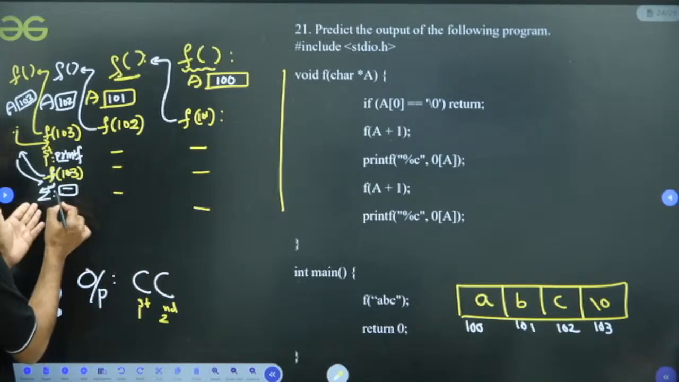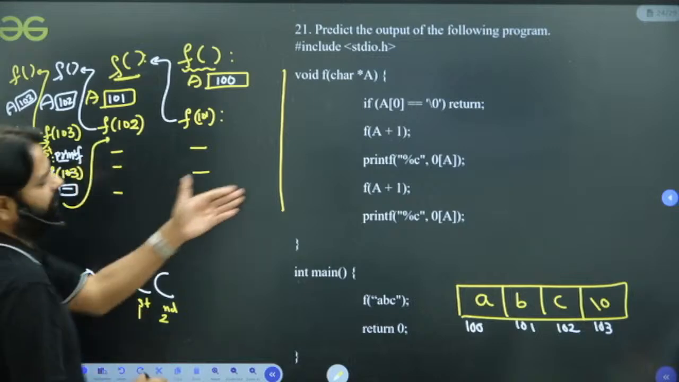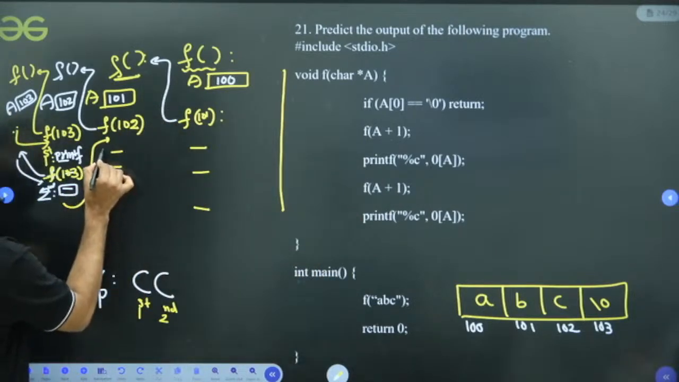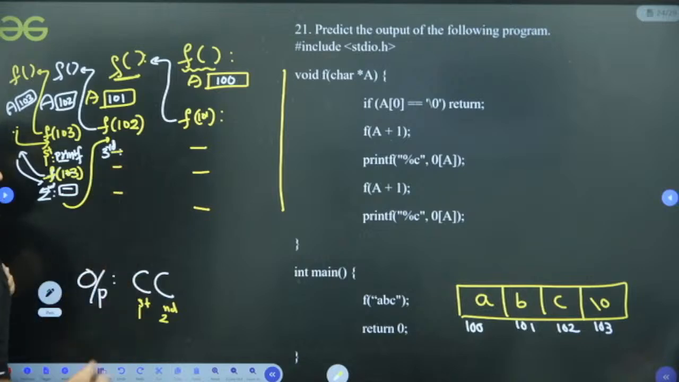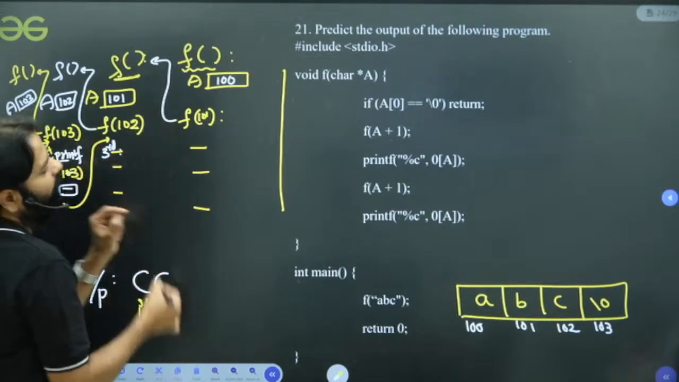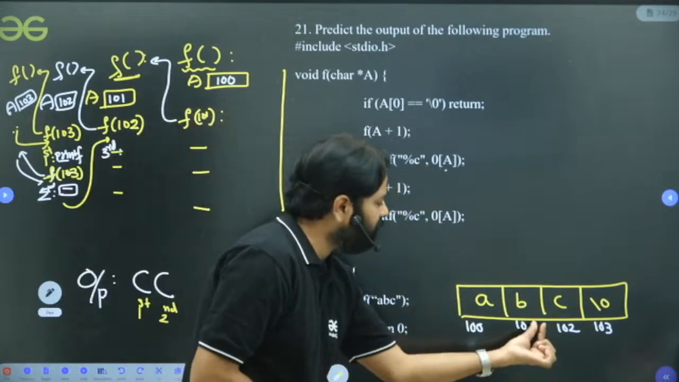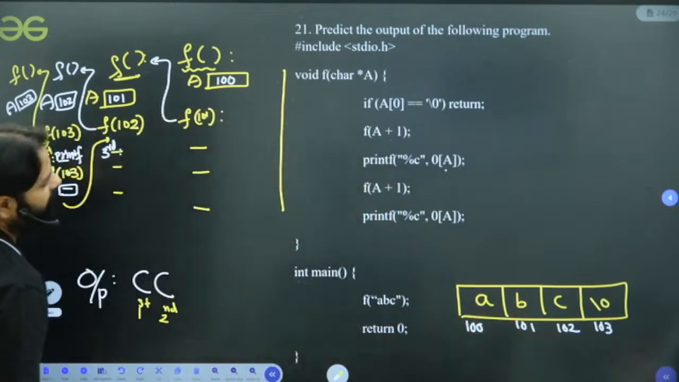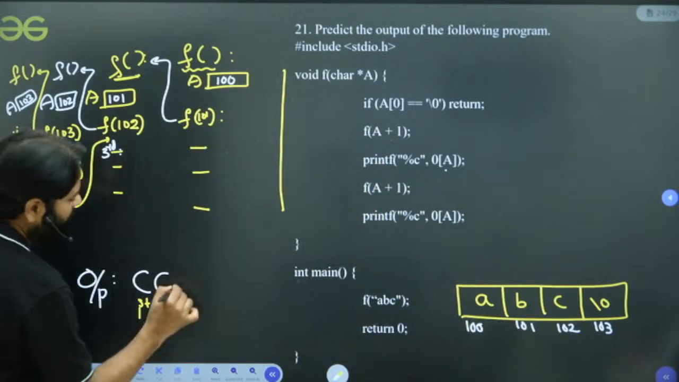Now this 102, after this, will it return back or not? Because everything is over, now after this it has to return. And here, the third print is there. What is the third print? At 101, what is there? A of 0 means this is 101, at this 0 index is this one. So B is printed. Is it a small b or capital B? It is a small b.